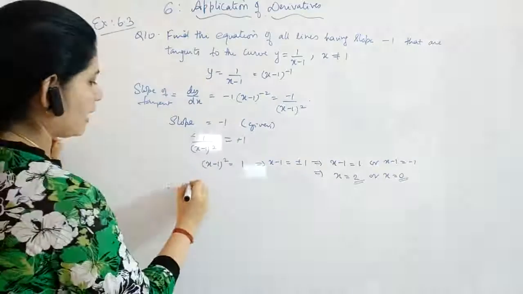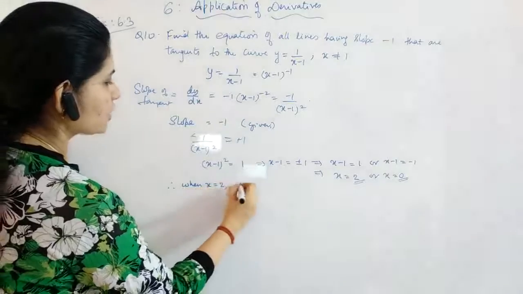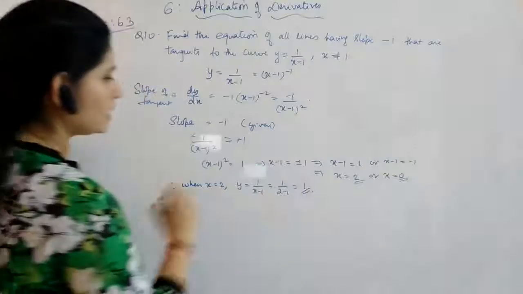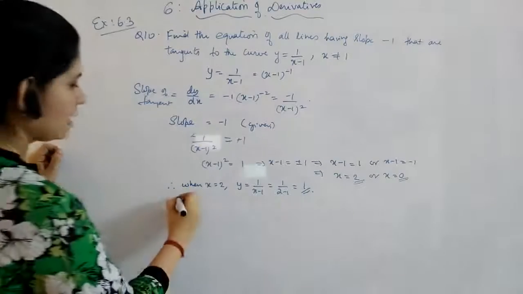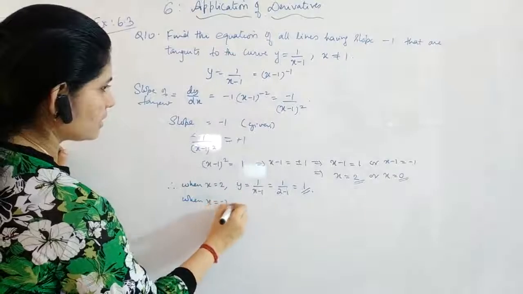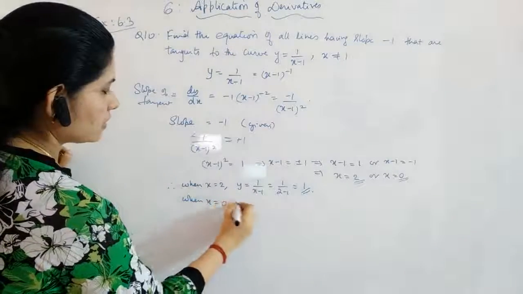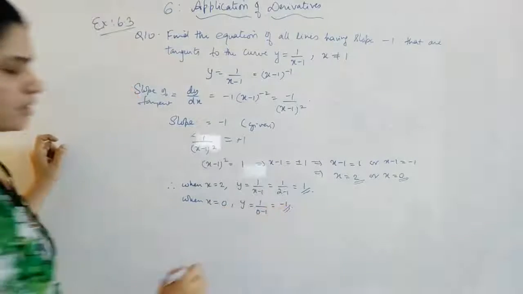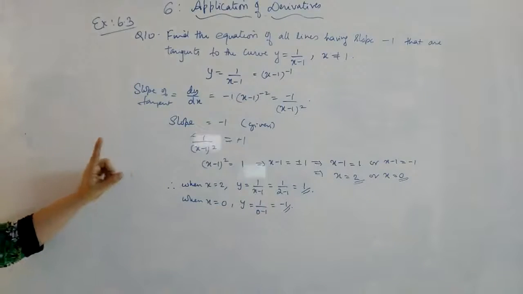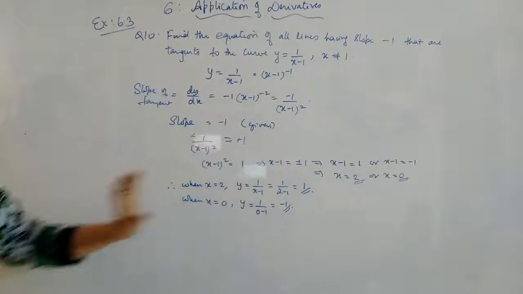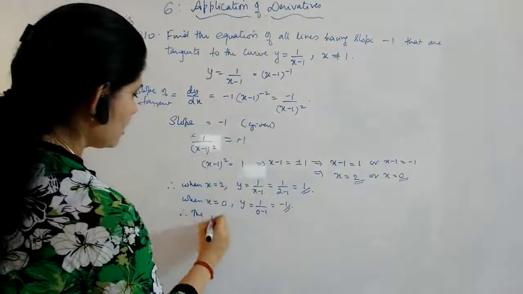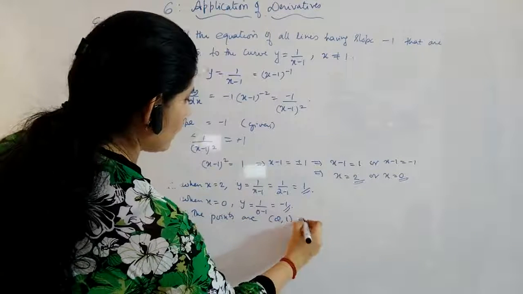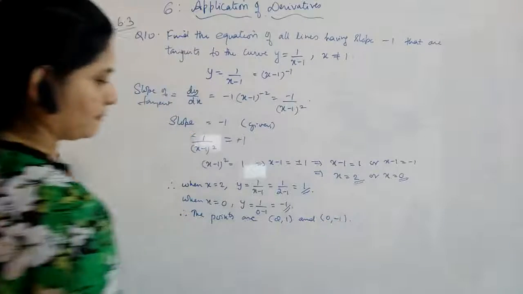Okay, therefore when x is equal to 2, what is y? 1 by x minus 1, 1 by 2 minus 1, which is 1. So the point you will get is 2 comma 1. And when x is 0, y is 1 by 0 minus 1, which is equal to minus 1. So you are getting the points as 2 comma 1 and 0 comma minus 1. Okay. Therefore the points are 2, 1 and 0, minus 1.